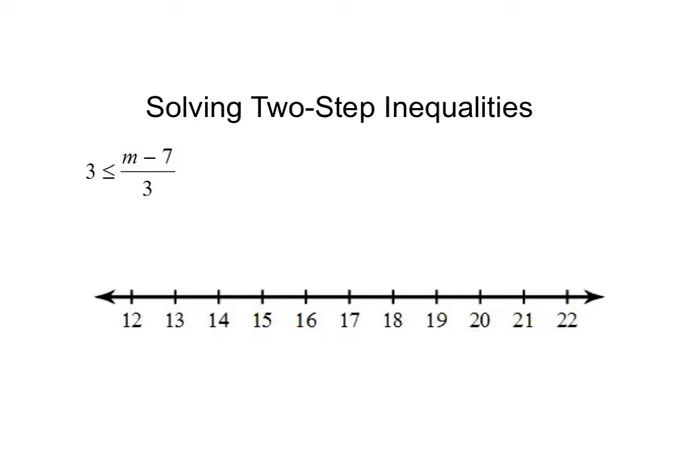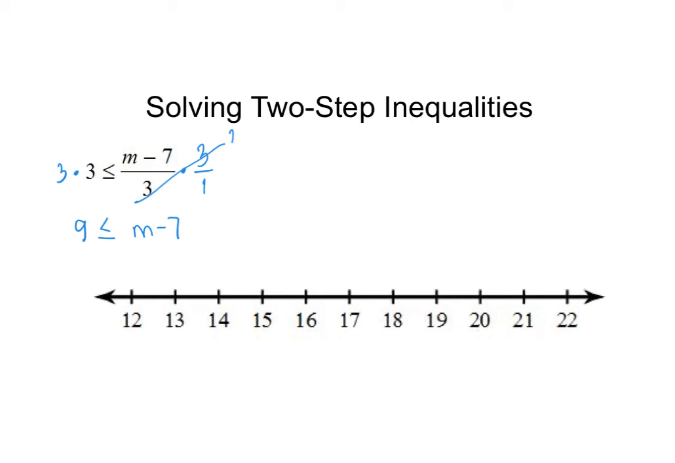In this example, we have 3 less than or equal to m minus 7 over 3. So we want to multiply by 3 in order to get rid of that fraction on the right. And when you multiply, it literally just becomes over 1, so this cancels to just 1. And what you do on one side, you do on the other. So I multiply by 3. So now I have 9 less than or equal to m minus 7.